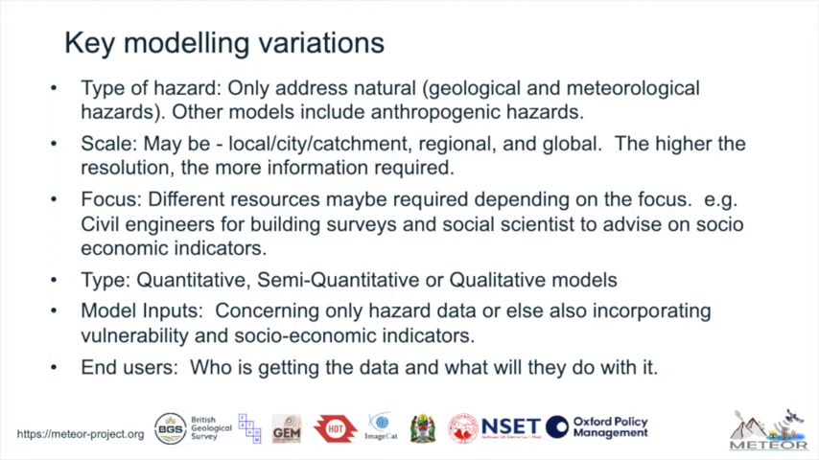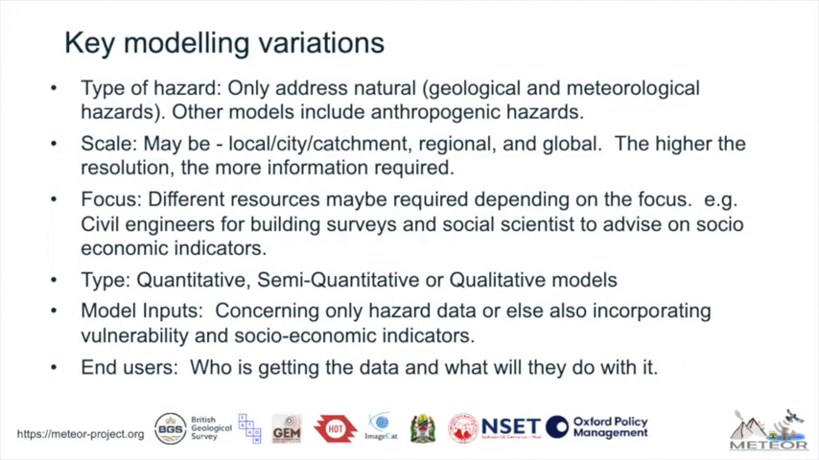The type of hazard. Some studies only address natural hazards, whereas others include anthropogenic hazards, such as chemical spills or artificial hydrological changes, drainage and dewatering, for example. The scale of the model can vary greatly depending on the aims of the assessment. It may address an area as small as a city or catchment area, or it may be designed to capture multi-hazards at a regional, national, continental, or even global scale.